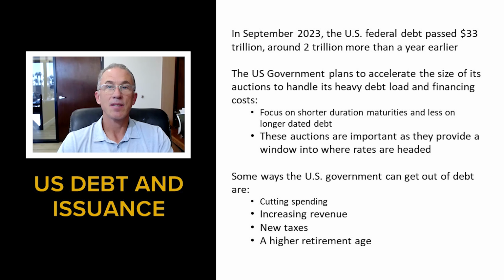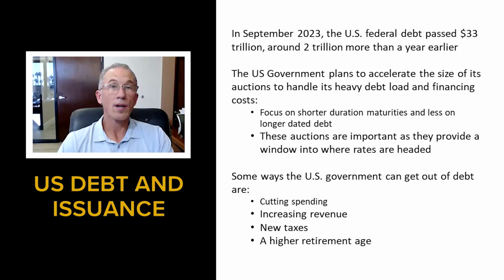U.S. debt and issuance. In September 2023, the U.S. federal debt passed $33 trillion, around $2 trillion more than a year earlier. The U.S. government plans to accelerate the size of its auctions to handle its heavy debt load and financing costs. They're going to be focusing on shorter duration maturities and less on longer dated debt.